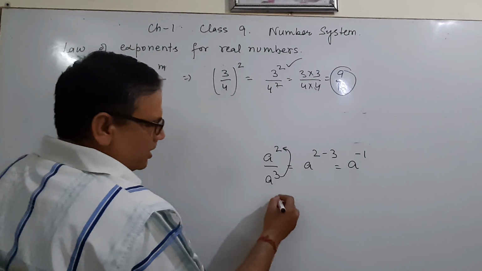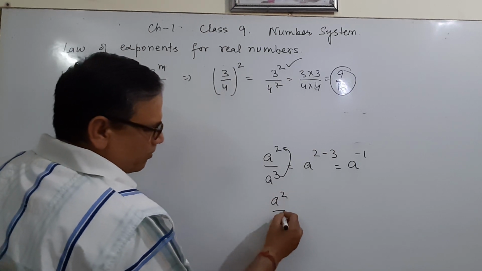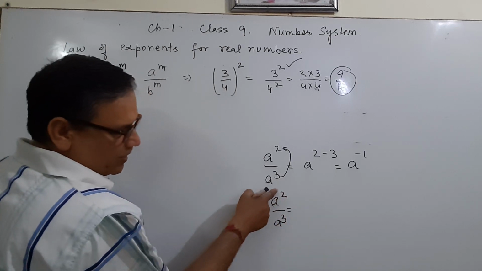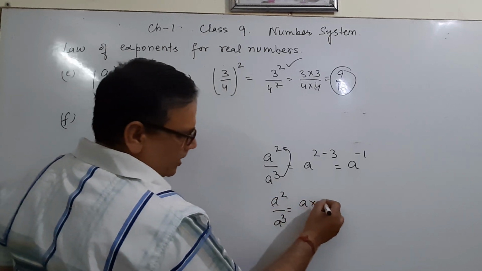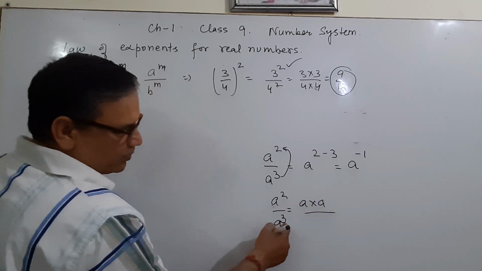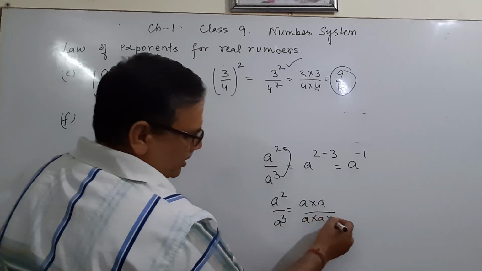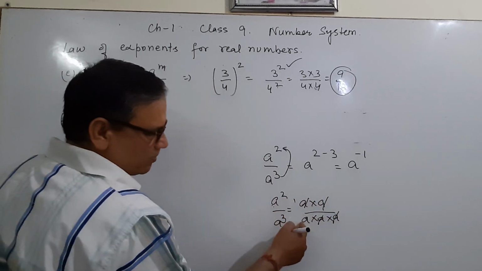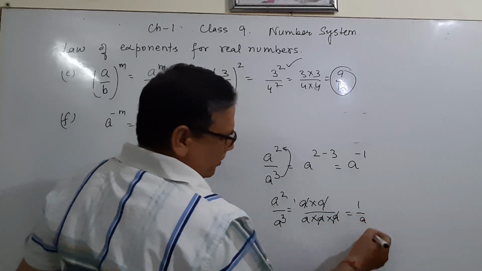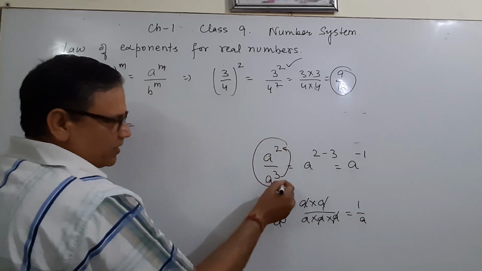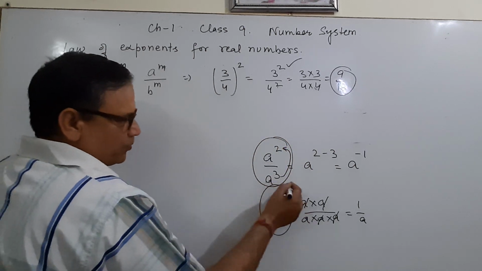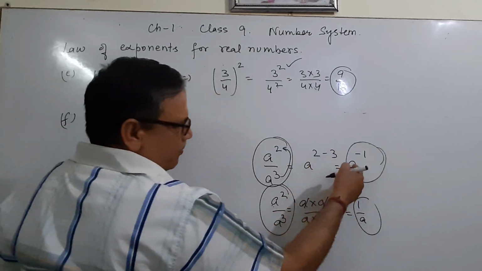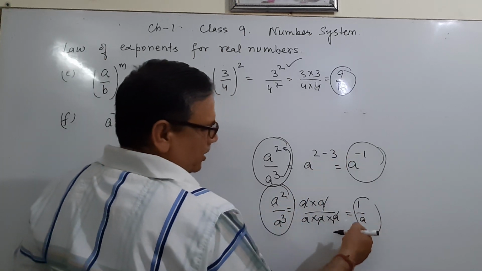And again, a power 2 upon a power 3 means a multiply how many times? a power 2 means a multiply a, 2 times. a power 3 means a multiply a multiply a, 3 times. This a will cut. Then what is the answer? Here is 1 and a, 1 upon a. I think the left hand side is the same, then we can say the right hand side is also the same. So that means a power minus 1 is equal to 1 upon a.